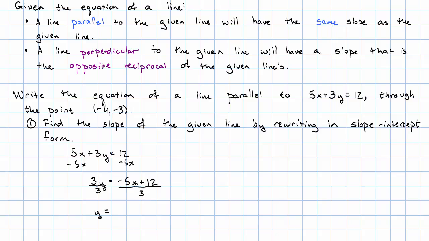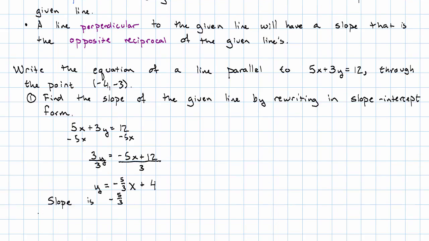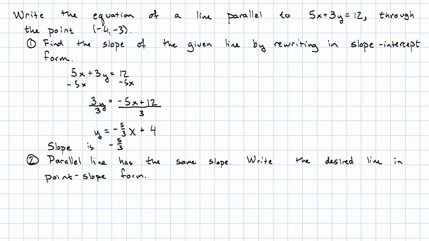I'm going to think about this step as distributing the division, right? Negative 5/3 x, right? 5 divided by 3 is just 5/3, plus 12 divided by 3 is 4. If you'd rather, you could think about that as rewriting as multiplication and then distributing the multiplication. So the slope is negative 5/3. And now we're essentially done.